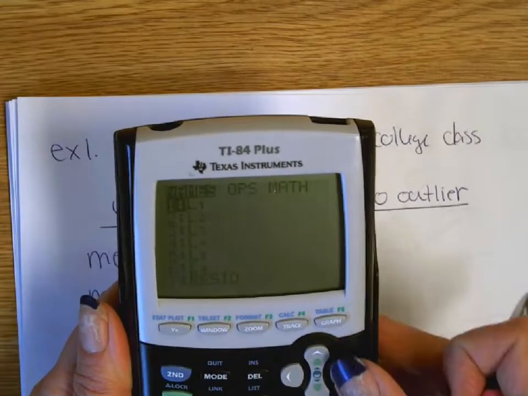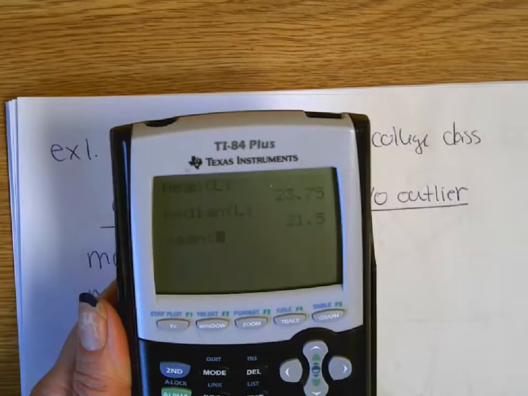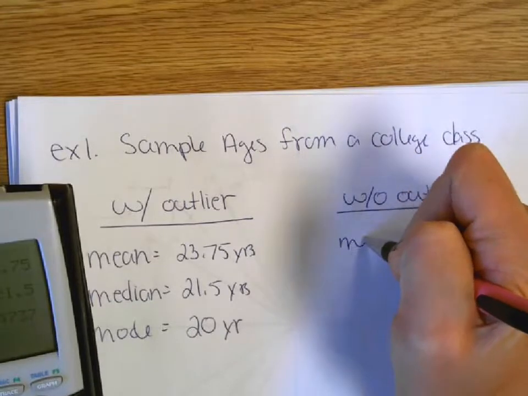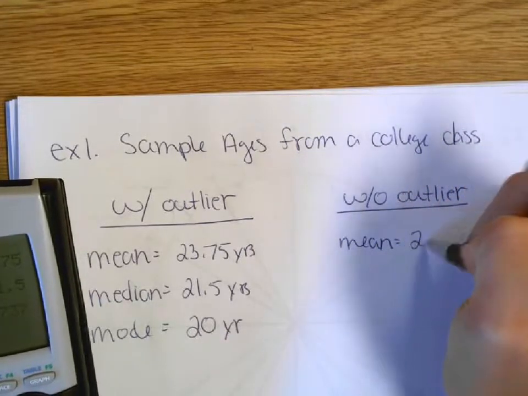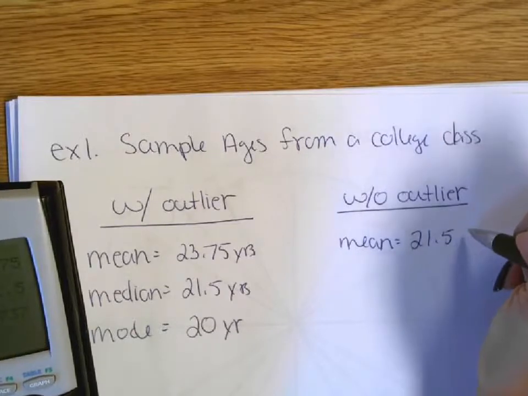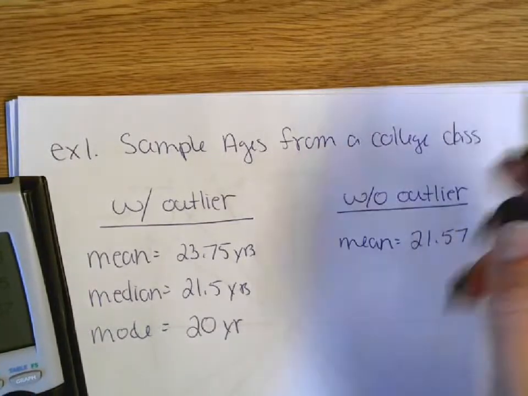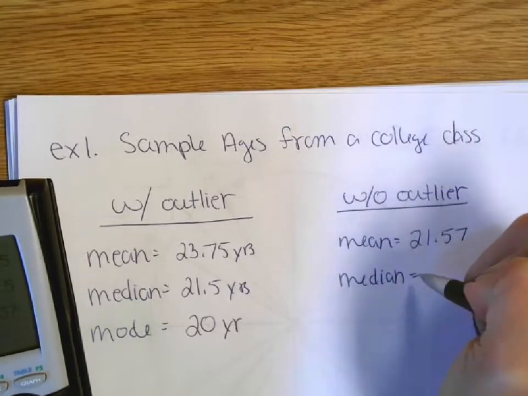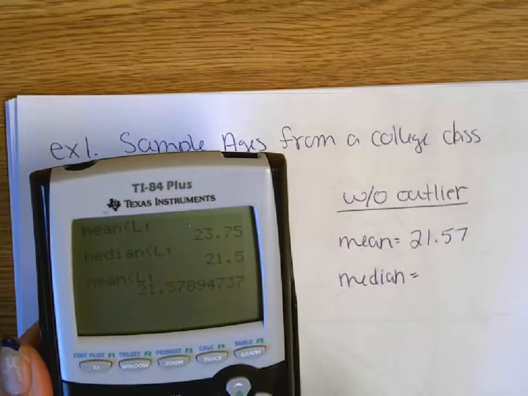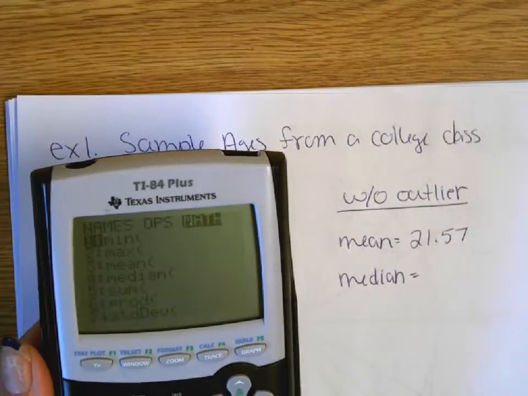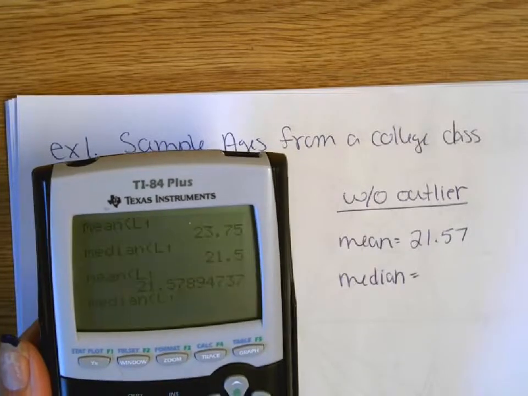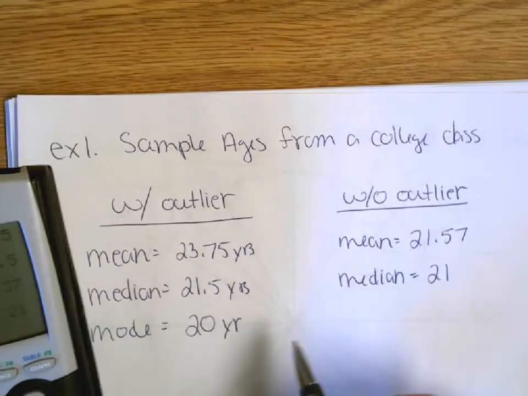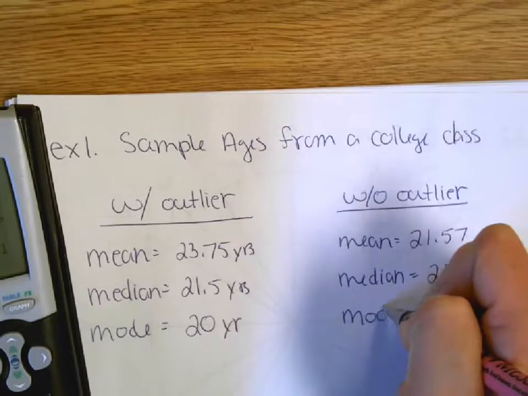So I'll go second list. Mean age for list 1, 21.57. Look at how much the mean dropped. The median, list, math, the median for list 1 is now 21. So not much, a bump of half a year. And then the mode hasn't changed at all.